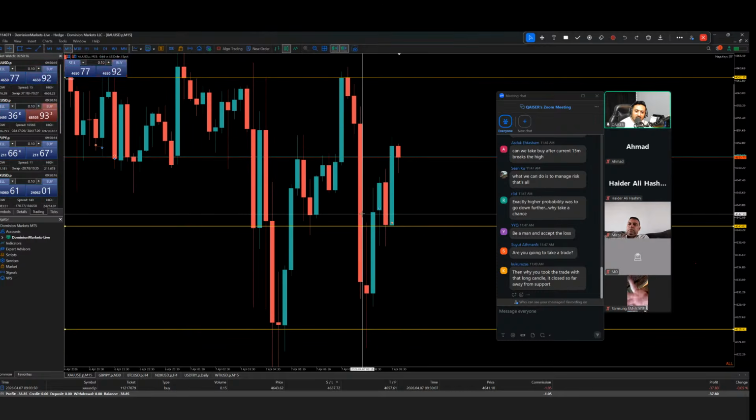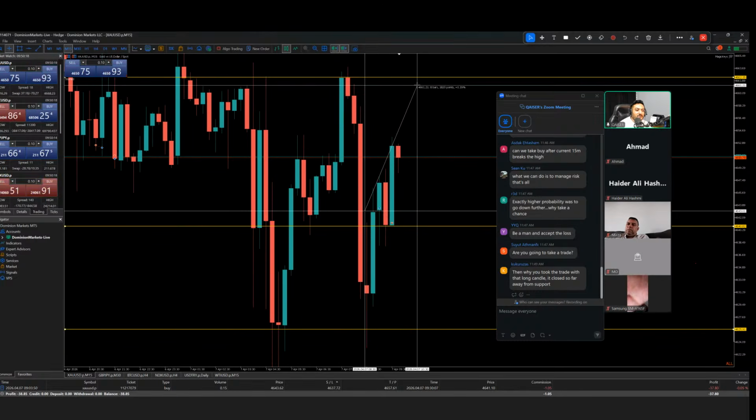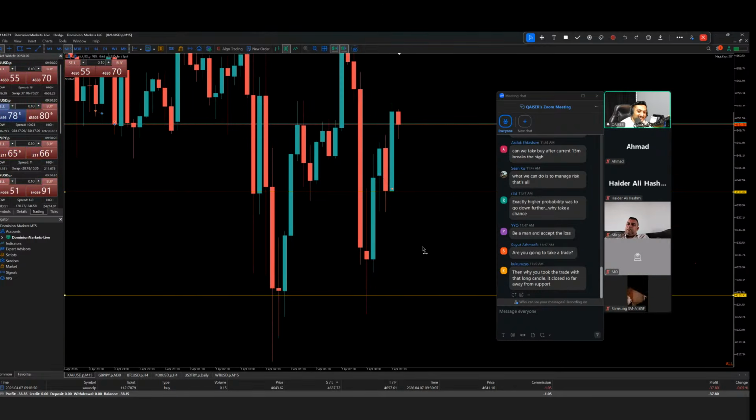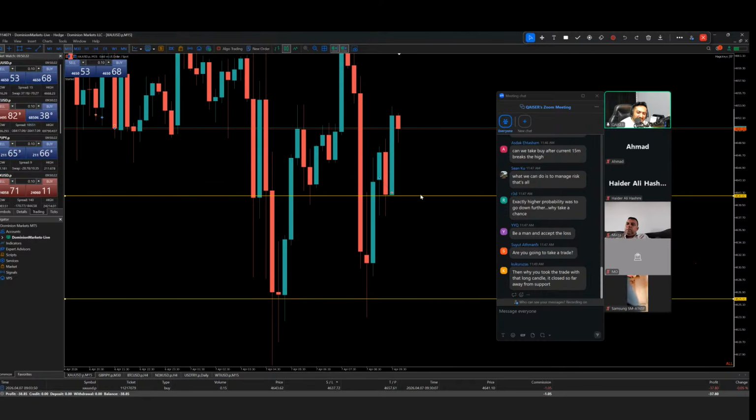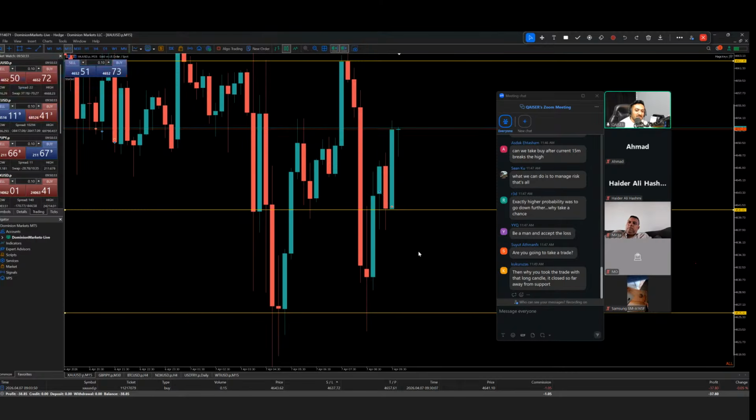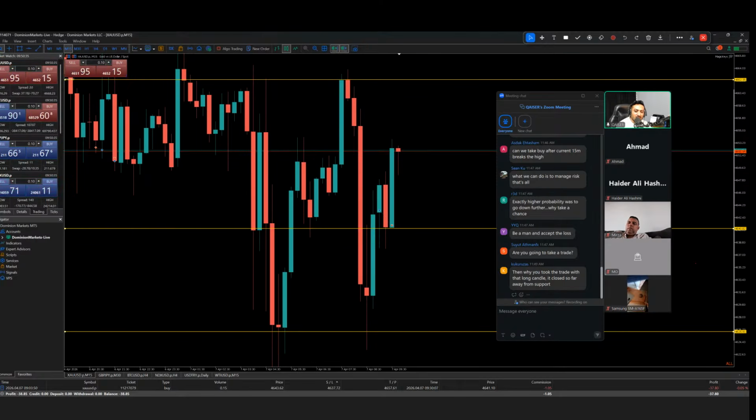Look at this one. Nearby support doesn't mean it should be right next to this. It's not like that. I need some room to breathe for my trade, actually. If I'm going to take a trade, there should be a tradable range. That is something I was talking about, actually. There should be a tradable range there.